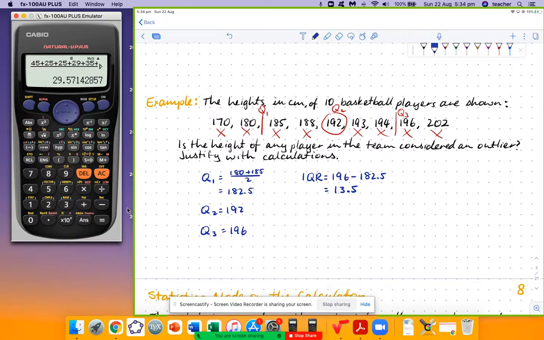Now to work out the outliers, the lower boundary is Q1 minus 1.5 times the interquartile range. So Q1 was 182.5 minus 1.5 lots of 13.5. When you go to calculate that, minus 1.5 times 13.5, that's 162.25.